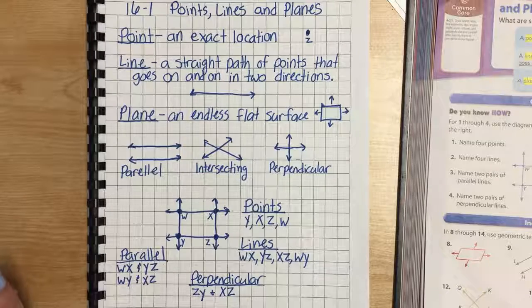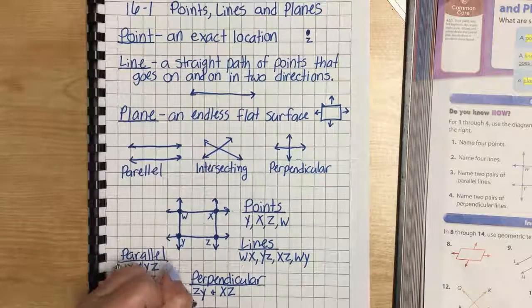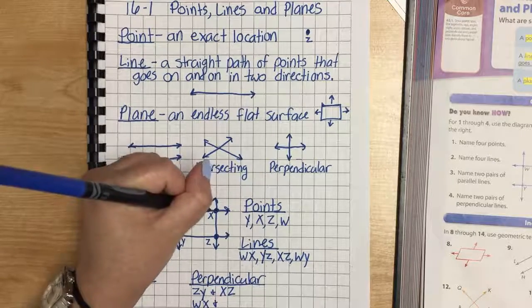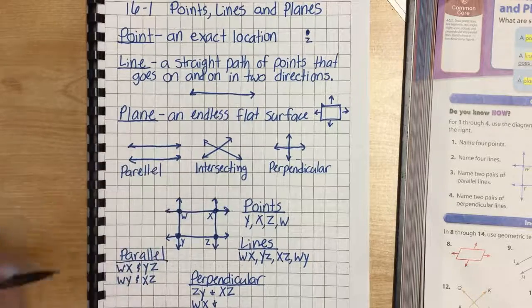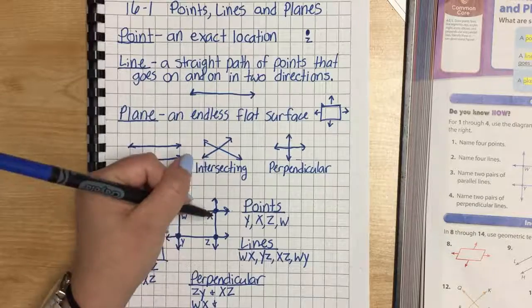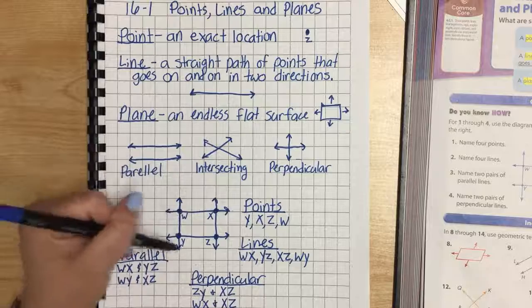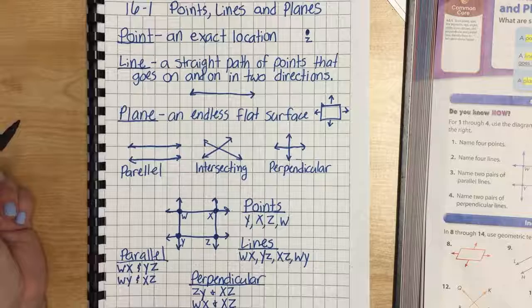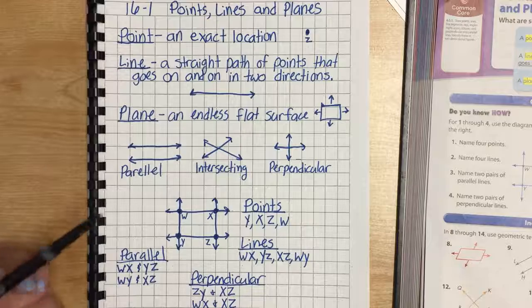What's another completely different one? Juliet? WX and YZ. Those are parallel. Remember, perpendicular lines are going to share a point. WX and XZ, yes, those are perpendicular. WX and WY are perpendicular. I mean, you can find any combination, but remember, perpendicular means that they are crossing, and they're going to share a point.